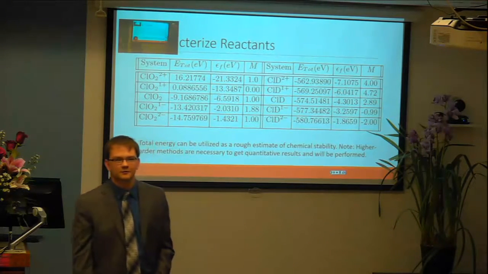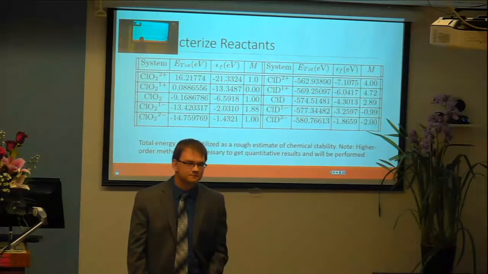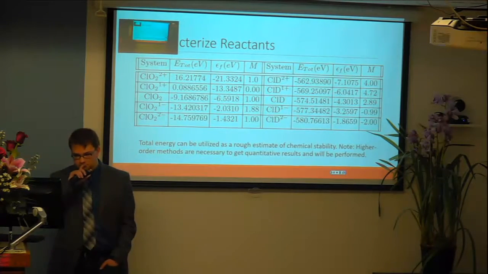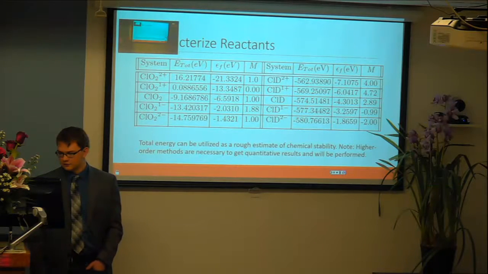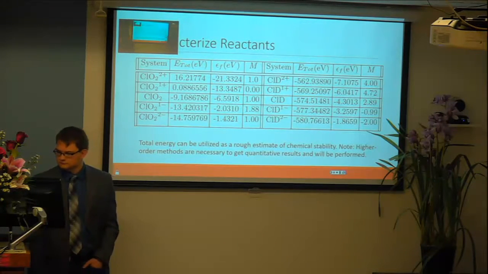Let's continue one section. I was just going to ask, so your ClO2 minus should have 2 unpaired electrons, right? Or you have 2 extra electrons in there, so why would your magnetization be 1?